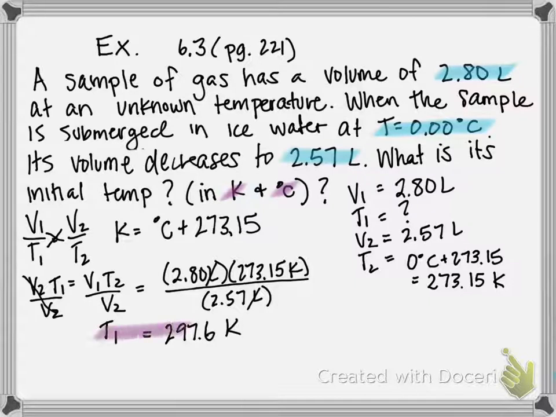So we have our first temperature in Kelvin. To get it back into Celsius, we're going to need to subtract 273.15 again. So if we do that, we get that our T1 in degrees Celsius is 24 degrees C. So our initial temperature in Kelvin is 297.6, and our initial temperature in Celsius is 24 degrees Celsius.